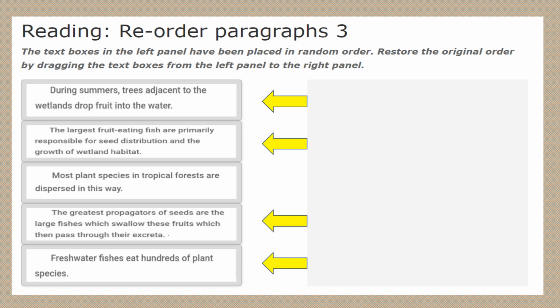And then the greatest propagators of seeds are the large fishes which swallow these fruits, which then pass through their excreta. So this is giving more details to the third point. And the last is the conclusion. Most plant species in tropical forests are dispersed in this way. So this was the whole way they were talking about.